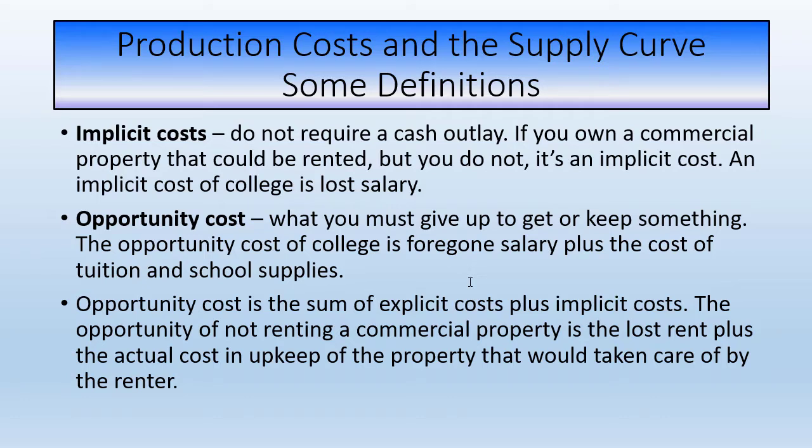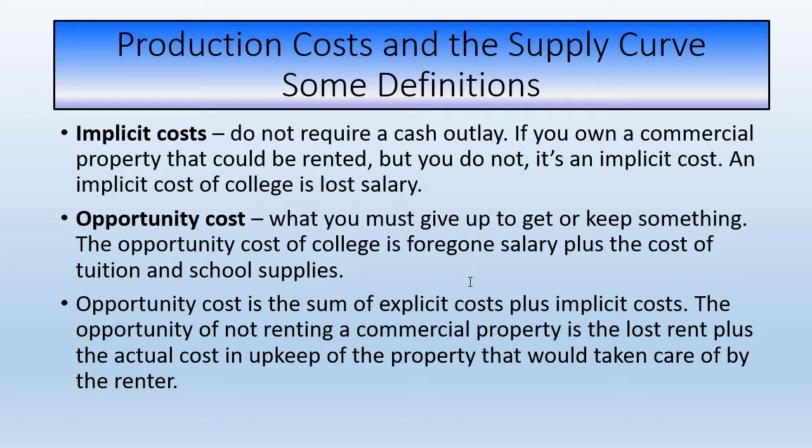to you. Now, a couple of examples. If you own a commercial property that could be rented, but you don't rent it, that's an implicit cost. You could have earned that rent. An implicit cost also would be, for example, the lost salary from going to college. Again, you don't write a check out for that lost salary, but nevertheless, it is a cost that you should factor into your decision. We'll also cover opportunity costs in this chapter, and we'll use that concept.